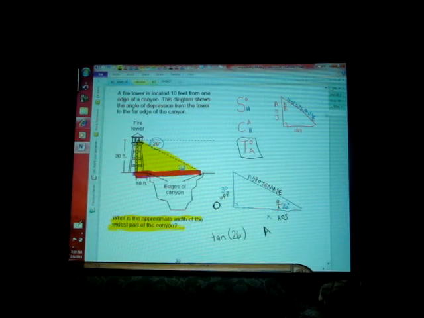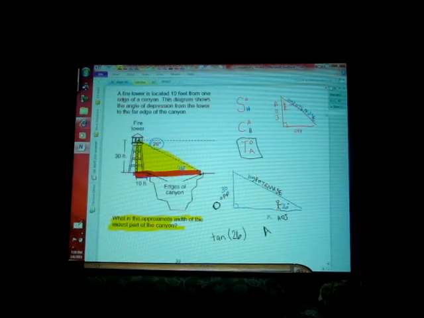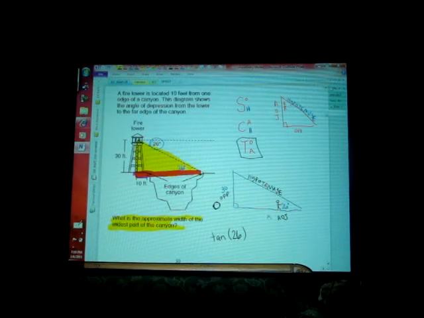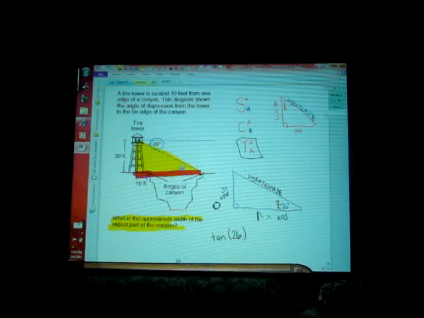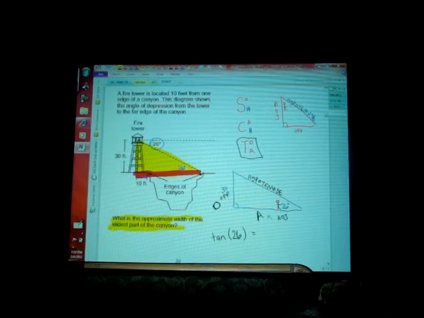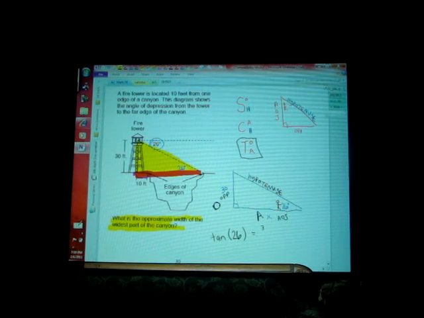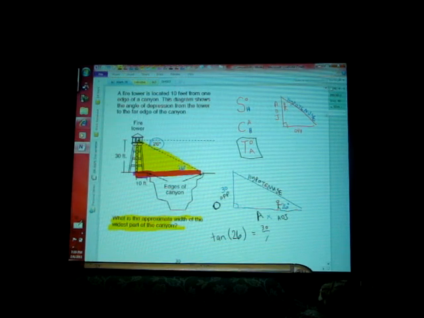Tangent, sine or cosine are never of anything but angles. Ever, ever, ever. Okay? You never take the tangent of a sine. So the tangent of the angle is equal to opposite, which is 30, over adjacent, which is x.